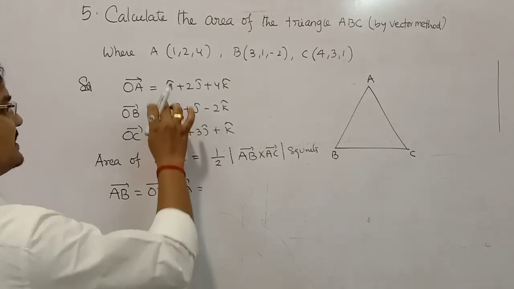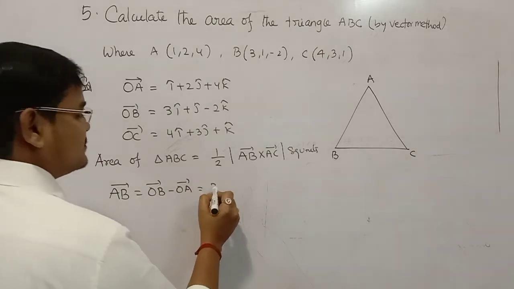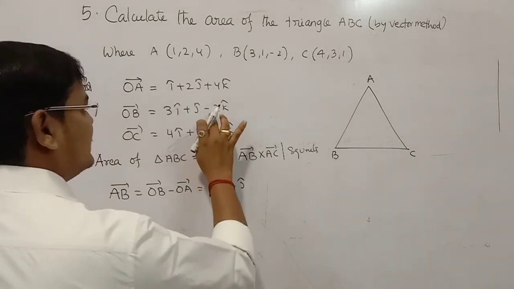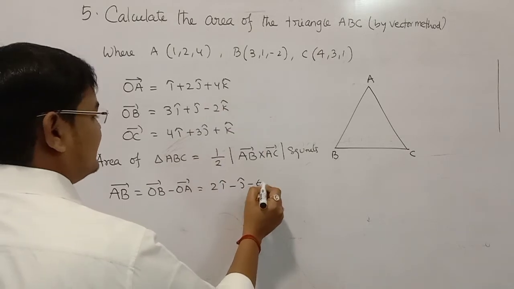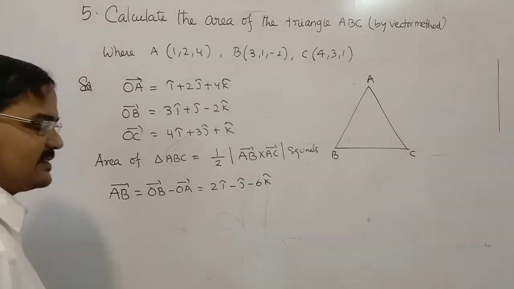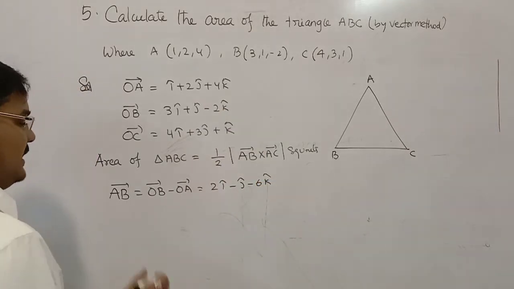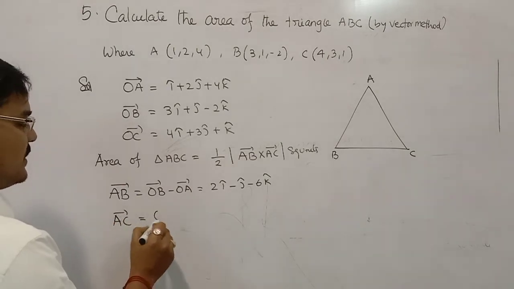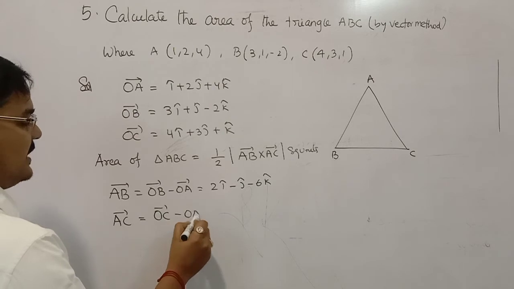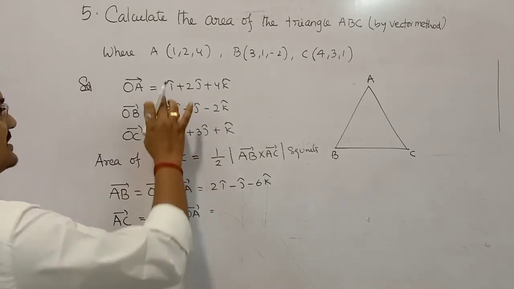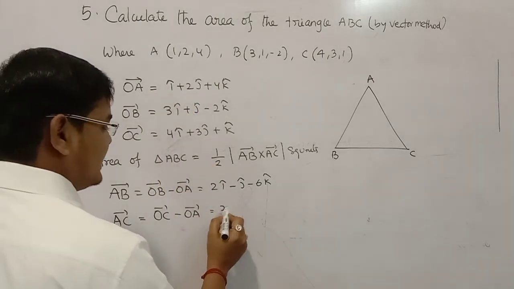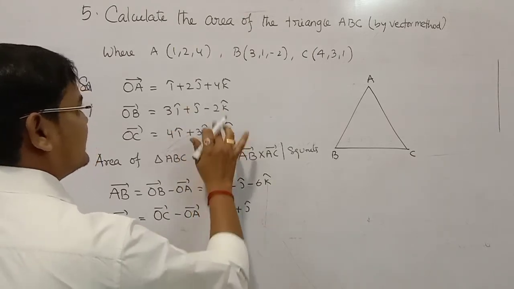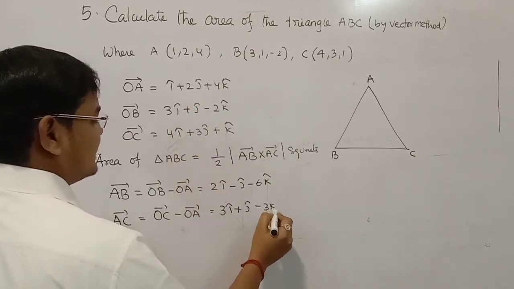That is 3 minus 1, that is 2i cap, 1 minus 2 is minus j cap, minus 2 minus 4 is minus 6k cap. I wrote that directly without writing anything more. Again AC bar is equal to OC bar minus OA bar, that is 4 minus 1, 3i cap, 3 minus 2, plus j cap, and minus 3k cap.